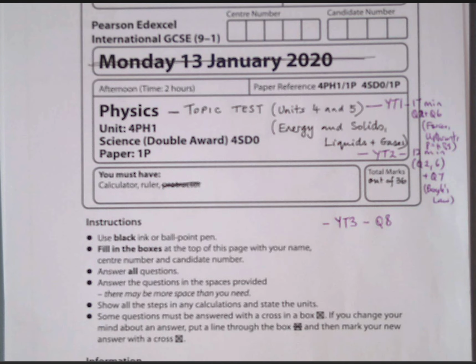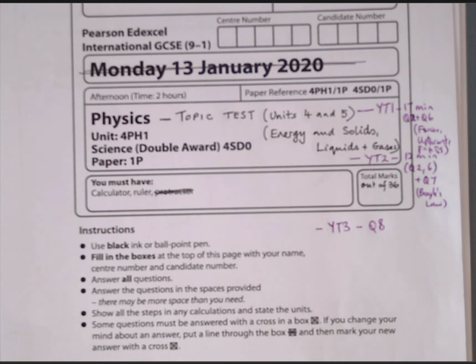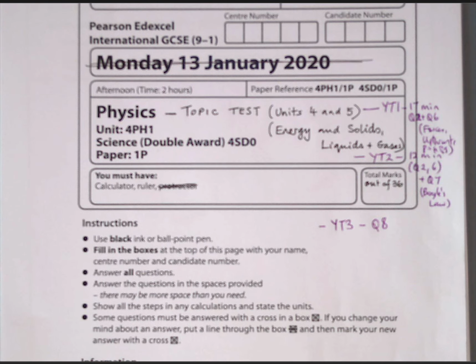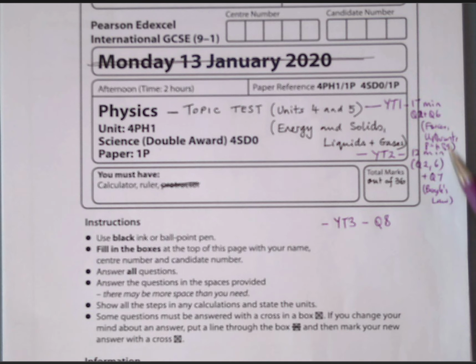Okay, so that's the end of this first paper that you will have done by the time you see this YouTube video, and your job when you look at it is to make sure that you have done your corrections in purple pen. If you're one of our students, purple pen is your correction color.